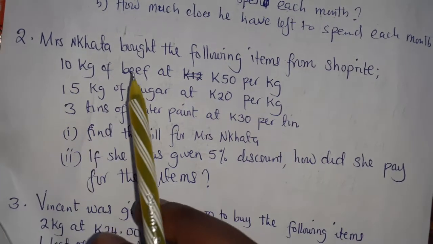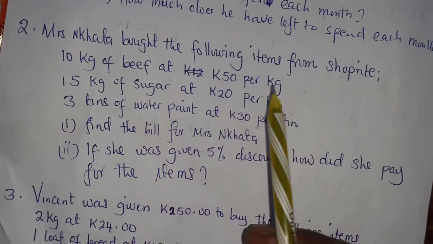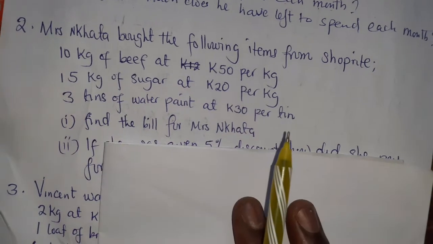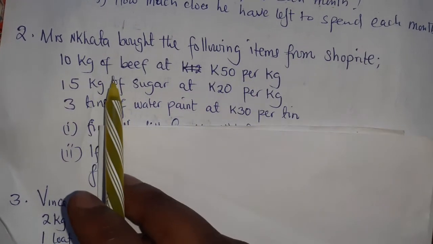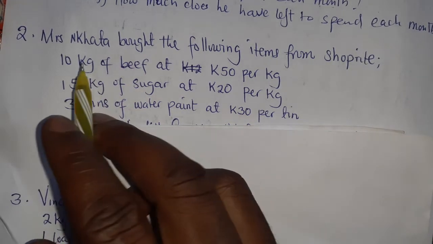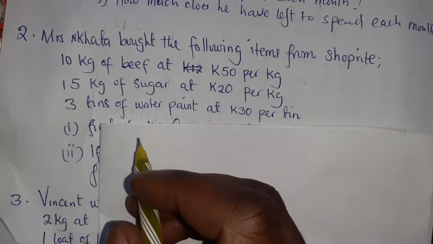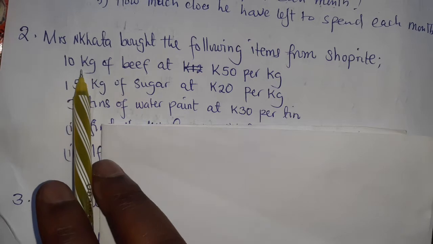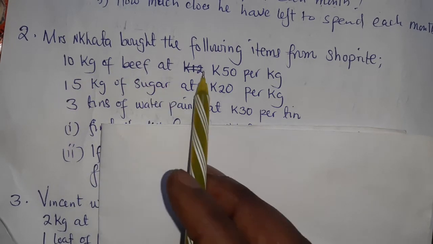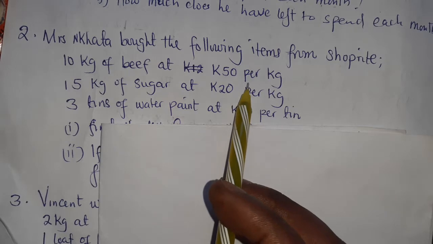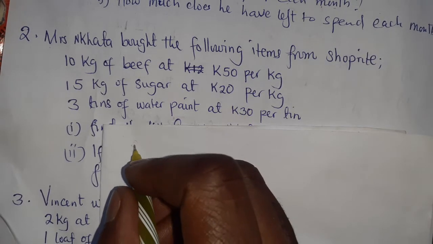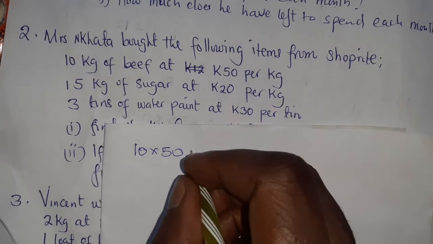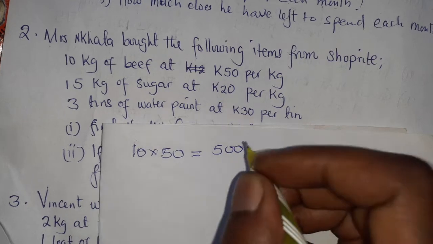Question 2. Mrs. Nkata bought the following items from ShopRite. Bought what? 10 kg of beef at 50 kwacha per kg. So meaning, how much was spent here? It will be 10 multiplied by 50. Take note of that. So this is going to give us 500.